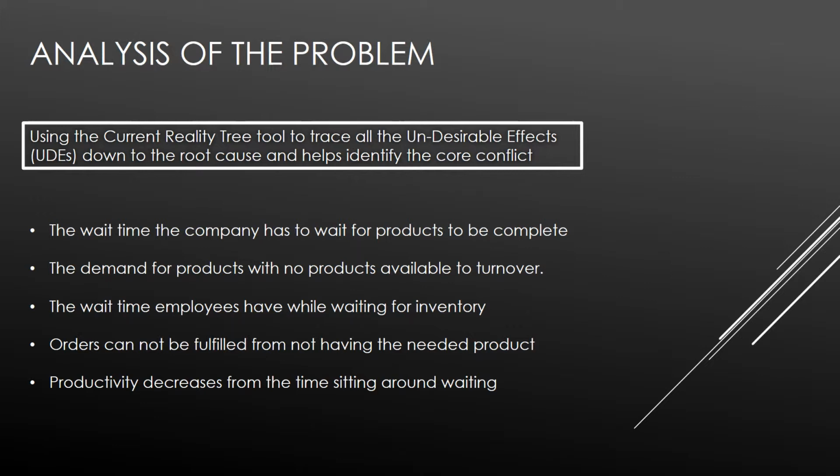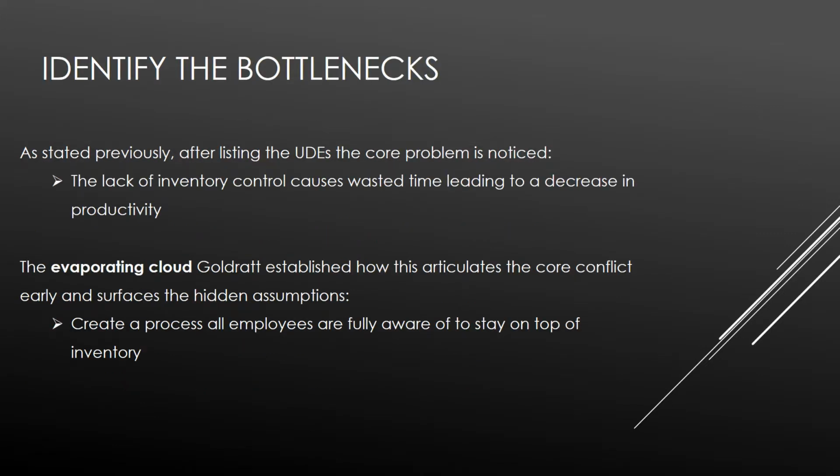Identify the bottlenecks. As stated previously, after listing the UDEs, the core problem is noticed. The lack of inventory control causes wasted time, leading to a decrease in productivity. The evaporating cloud Goldratt established how to articulate the core conflict: create a process all employees are fully aware of to stay on top of inventory.